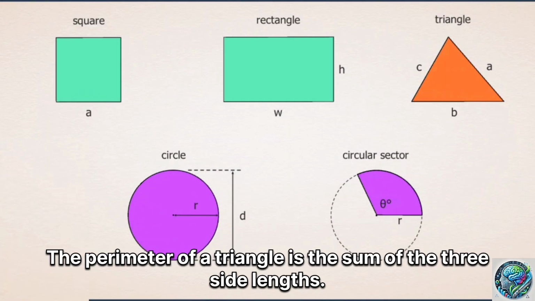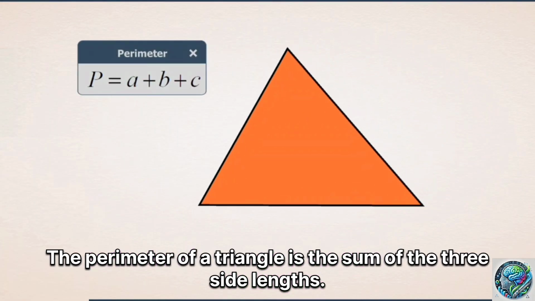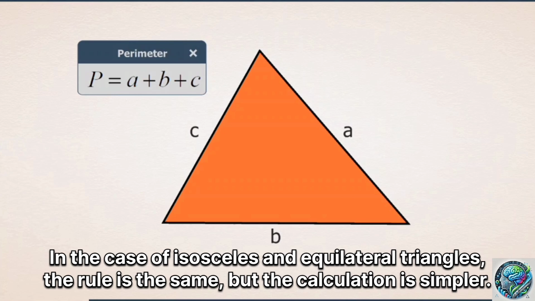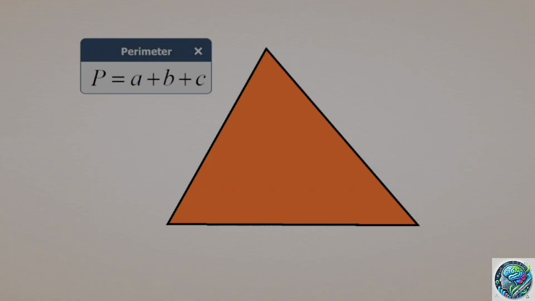The perimeter of a triangle is the sum of the 3 side lengths. In the case of isosceles and equilateral triangles, the rule is the same, but the calculation is simpler.